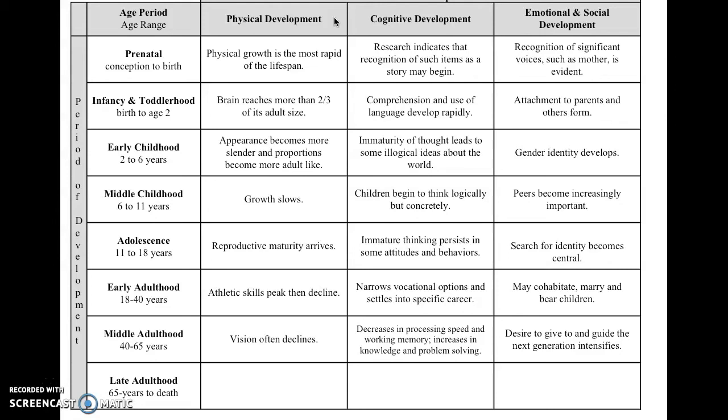Finally, we reach late adulthood. The ages of 65 till death typically involve overall decline. In physical development, we see an overall decline in physical abilities. In cognitive development, we see overall decline in memory abilities with increased use of external aids. And with emotional and social development, older adults must come to terms with life and death.